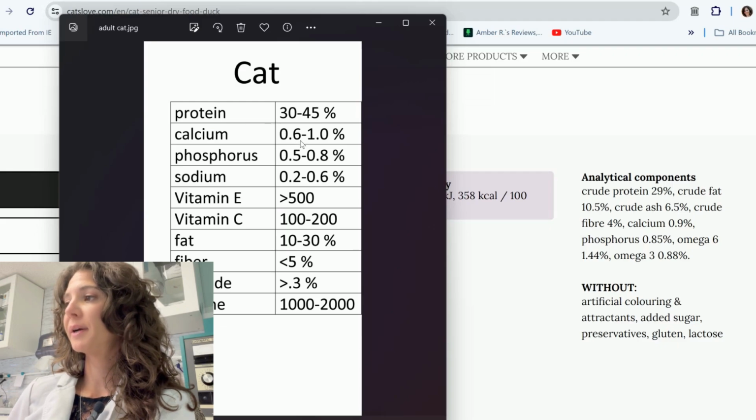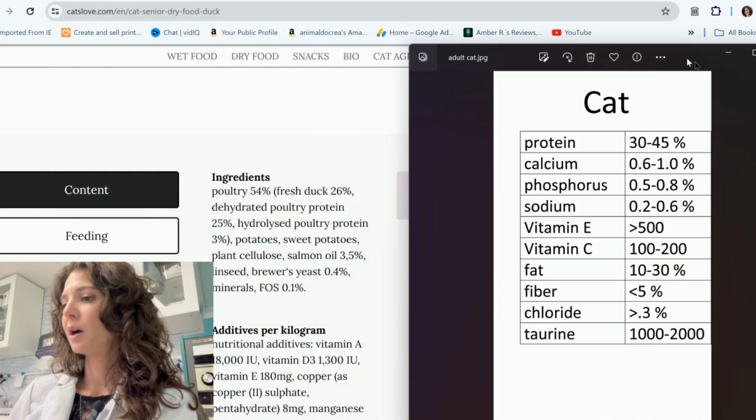Calcium again at 0.9 is going to be good. We're going to be a little bit closer to our reference on the phosphorus level, so even better here for your regular adult cat, not your senior. Fat again is going to be nicely situated. Fiber is going to be nicely situated. So we're sitting in a pretty good place here.